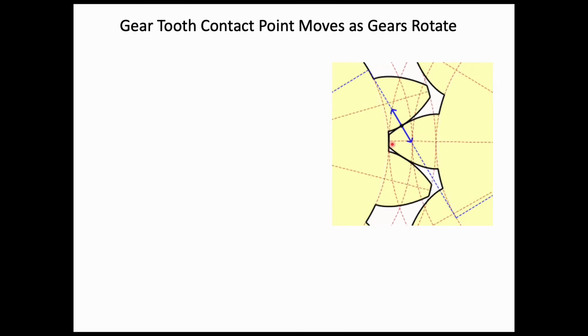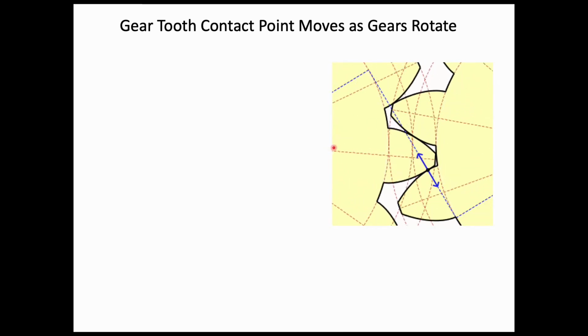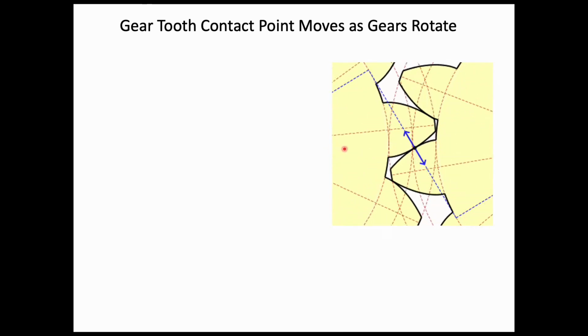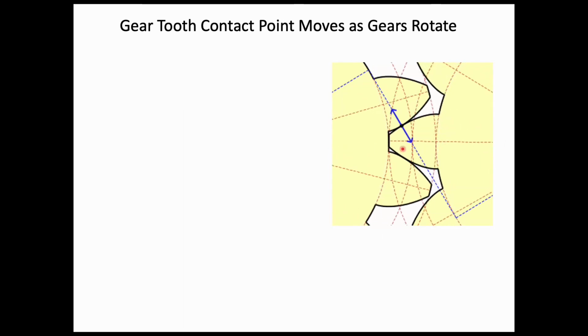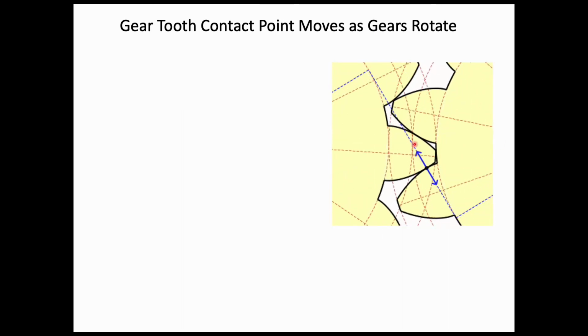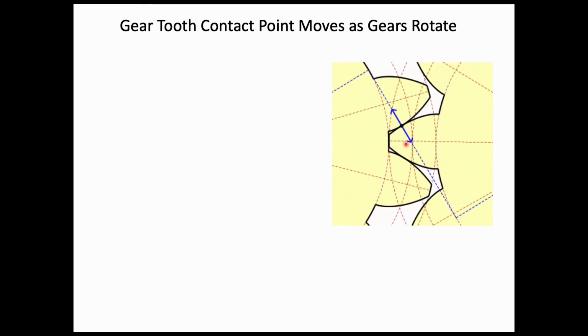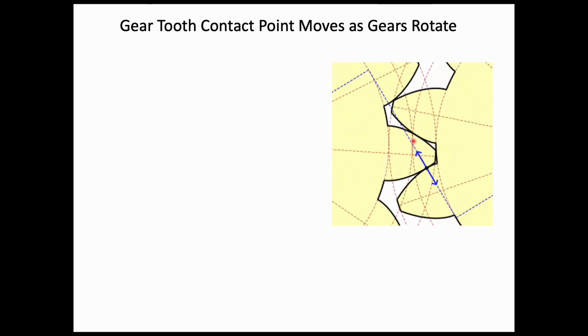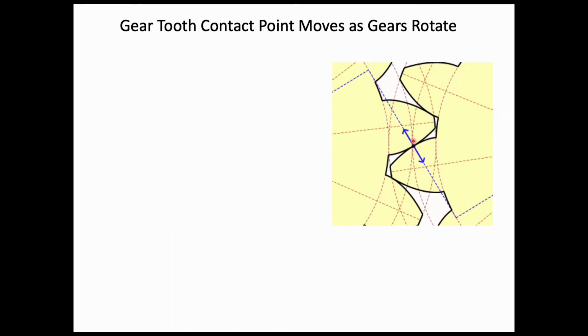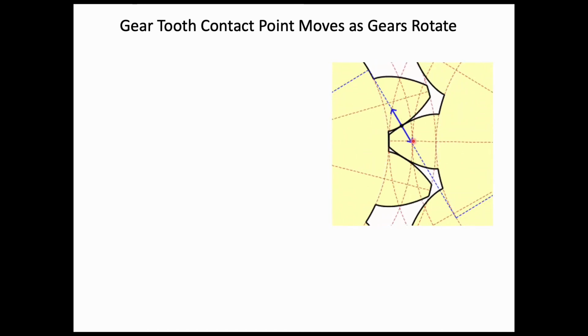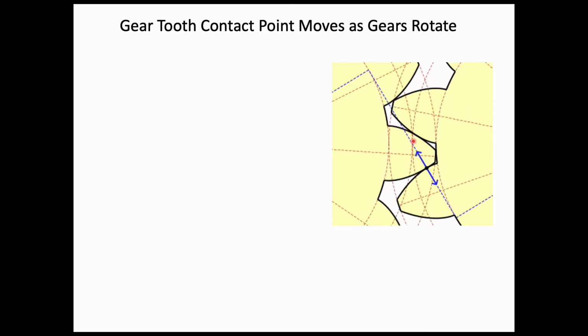Now remember, the pitch point is a point where, if we draw a straight line between the axes of rotation of each of the gears, it's going to be the distance R1 from the center of gear 1 and R2 from the center of gear 2, where R1 and R2 are the pitch radii for the respective gears.